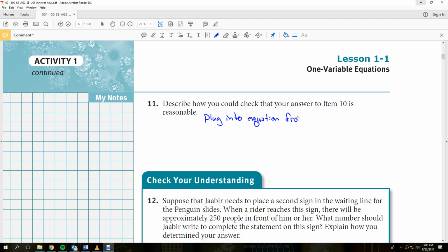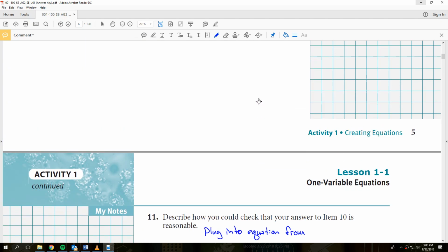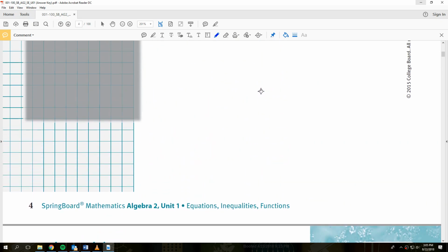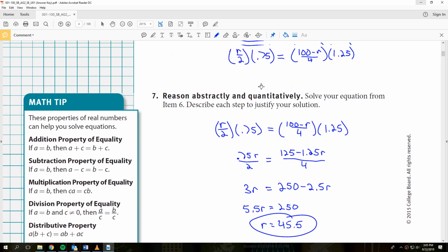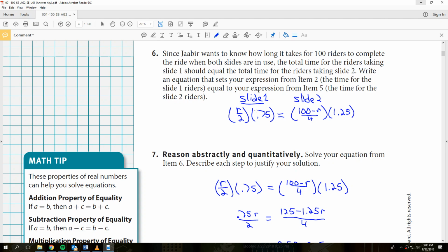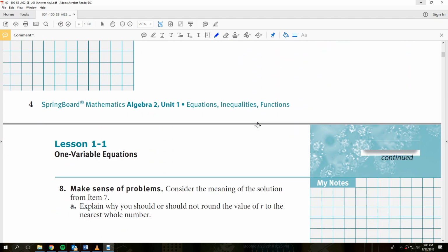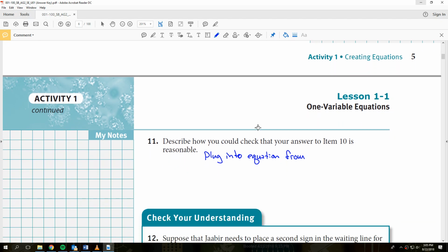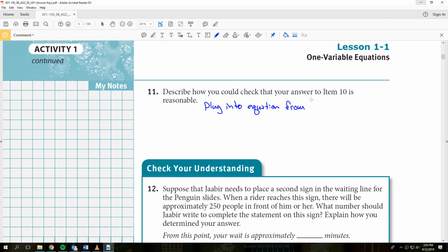where was that? Plug into our equation from number 6, right? We came up with this equation right here, so we could go ahead and plug that in and make sure it works. Okay, plug into equation from number 6. And that's how you would test. There's probably other ways to do it, but that's the one I can think of right now.